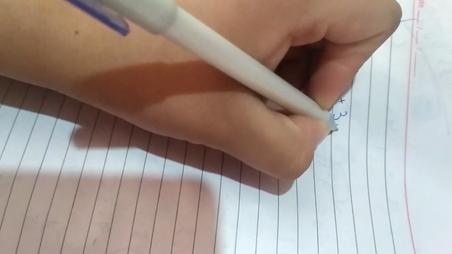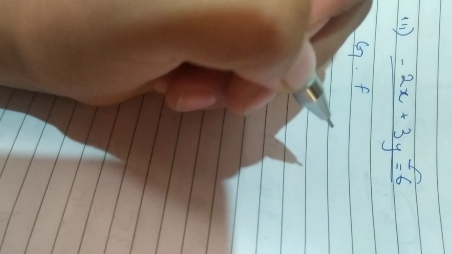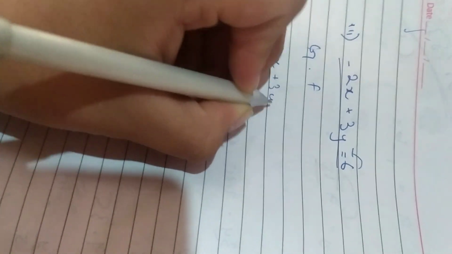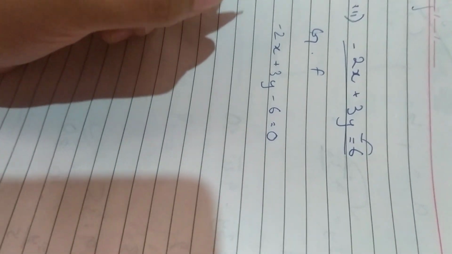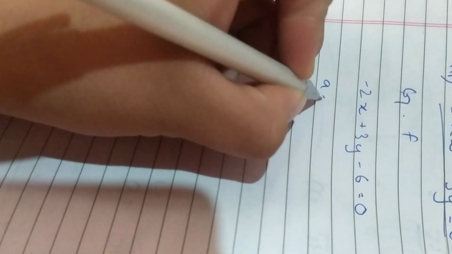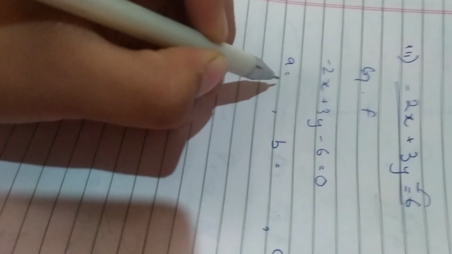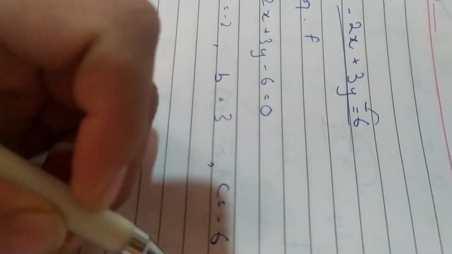Now the third one is minus 2x plus 3y equals 6. We have to create it in general form. For that, we have to transpose this here. So it's minus 2x plus 3y minus 6 equals 0. So A equals minus 2, B equals 3, and C equals minus 6.